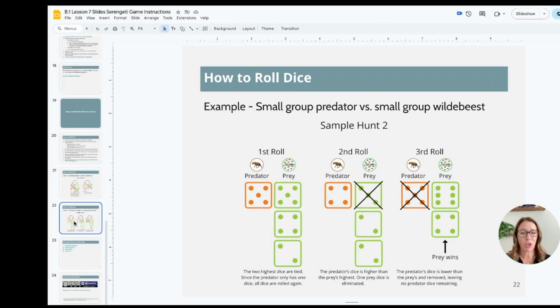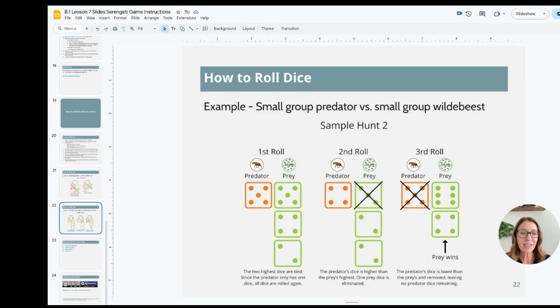Here's another example. You've got prey, which is the wildebeest. They're in a herd, so they've got 3 dice. The predator is a single individual, so they only have 1 die. Okay, so the second roll, again, this one we go in order from lowest to highest. This is their only roll. And so you can see that they beat them. So this one gets out, they roll again, predator's out, prey wins. So the prey has more chances of winning. Group behavior, it's going to be beneficial.